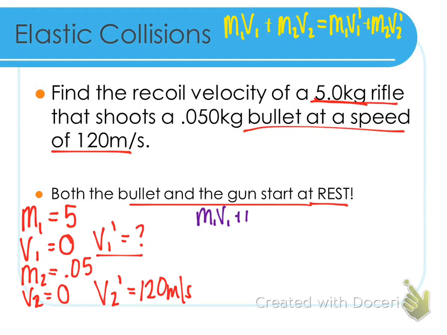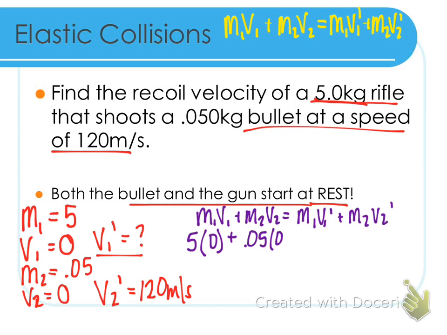M1 times V1 plus M2 V2 equals M1 V1 prime plus M2 V2 prime. Mass of the first is 5 times 0. Mass of the second is 0.05 times 0. Mass of the first object is 5, and we're solving for V sub 1 prime. Mass of the second object is 0.05 times 120. So our whole left side of our system is a 0, right? It starts with initially no momentum.